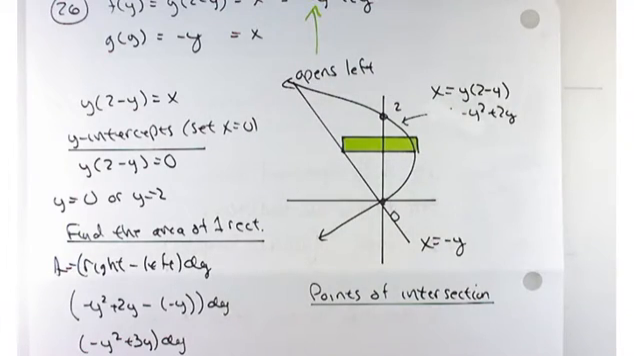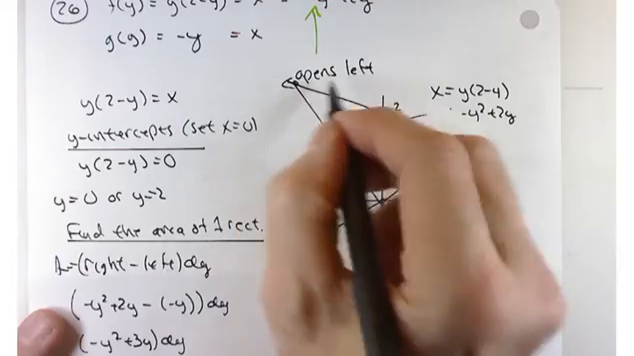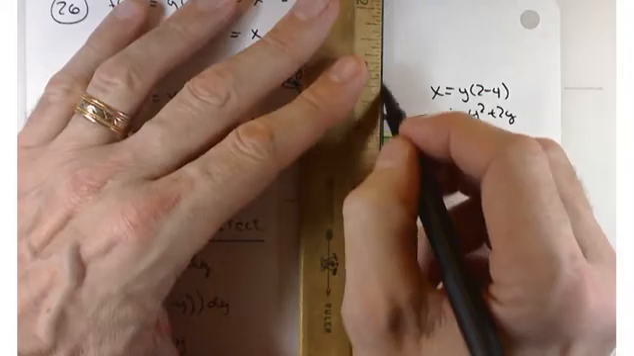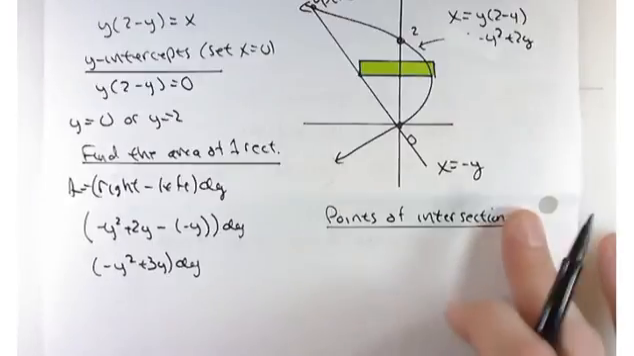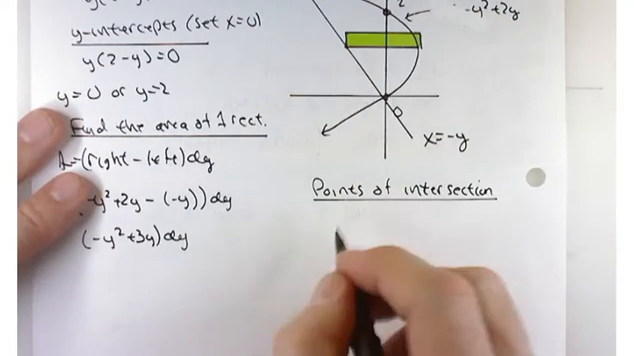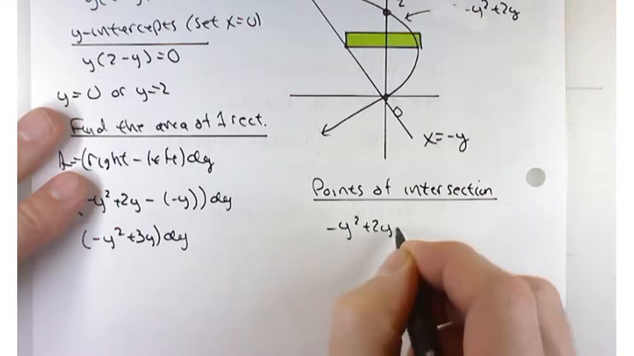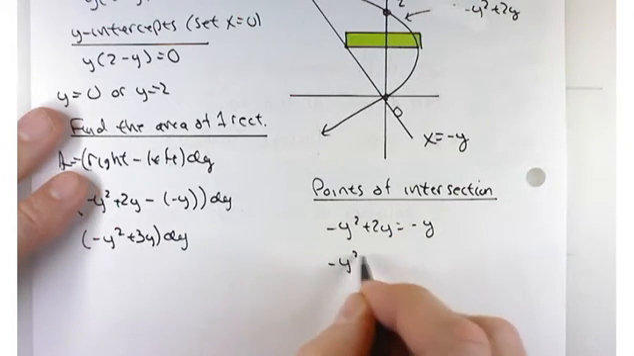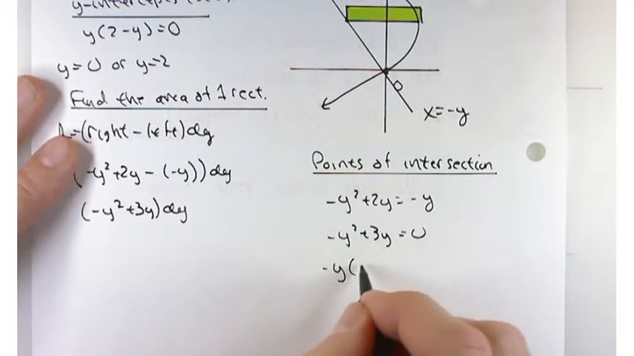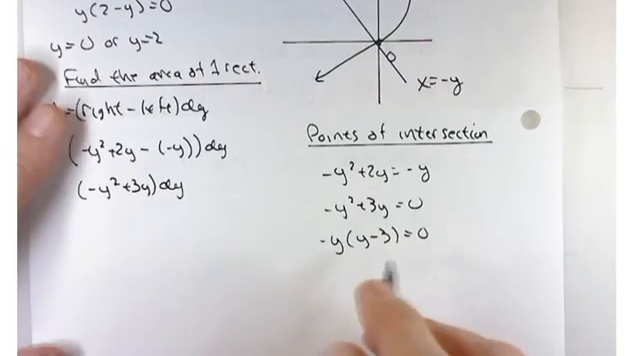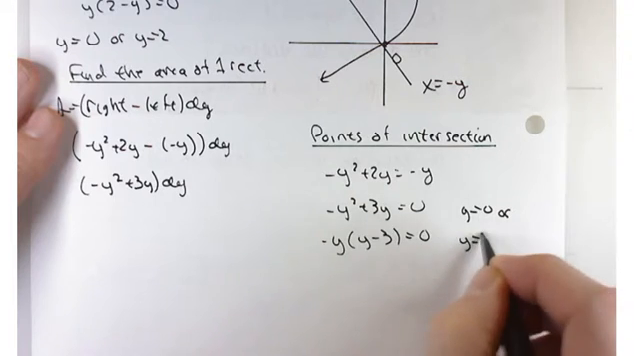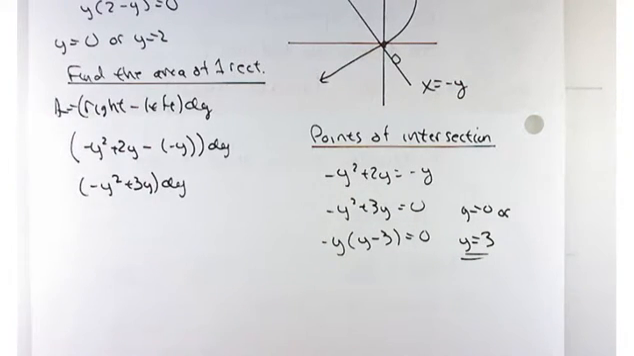Now, a couple of people already figured out where it extends to. It extends to 3. Now, how'd you get 3? Good guess, or did you? Beautiful. So if we take these two curves, negative y squared plus 2y equals negative y, and set them equal to each other, I'll add y to both sides, factor out the minus y, and you can see your two solutions, y equals 0 or y equals 3. So those are your limits of integration.